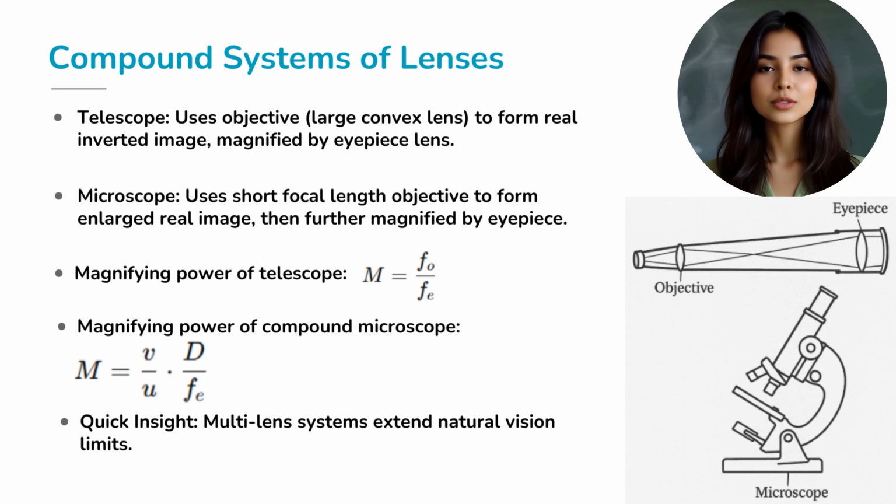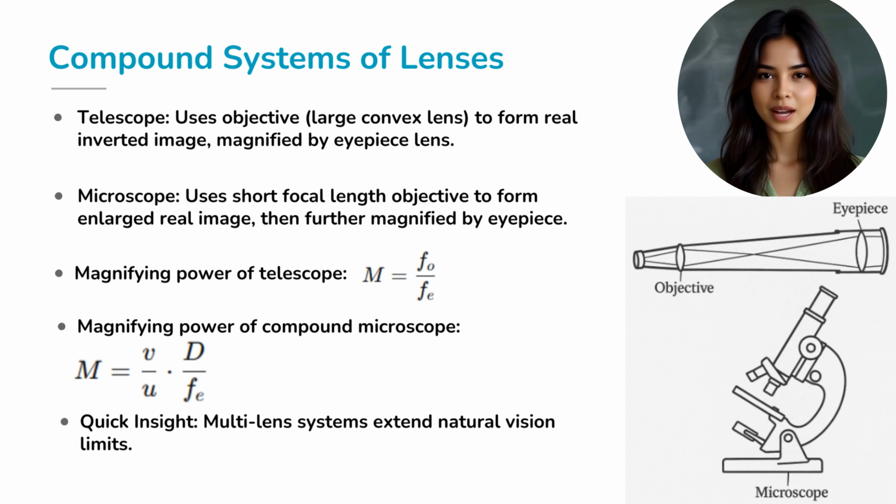Now let's travel from the smallest cells to the farthest stars. Both microscopes and telescopes use combinations of convex lenses. A telescope uses a large objective convex lens to collect light from distant stars and form a real inverted image.